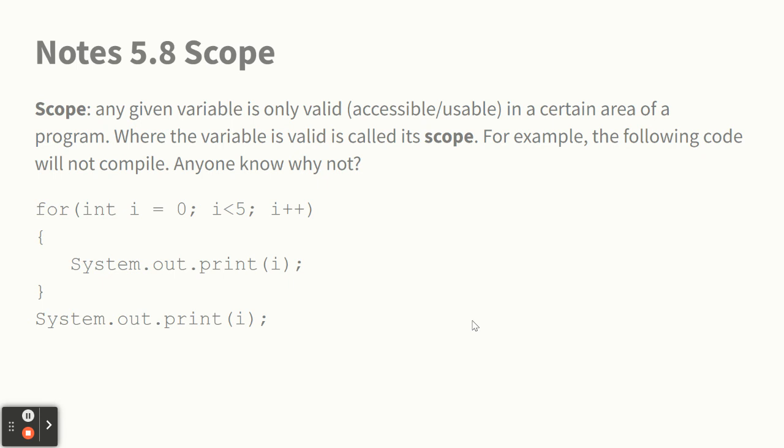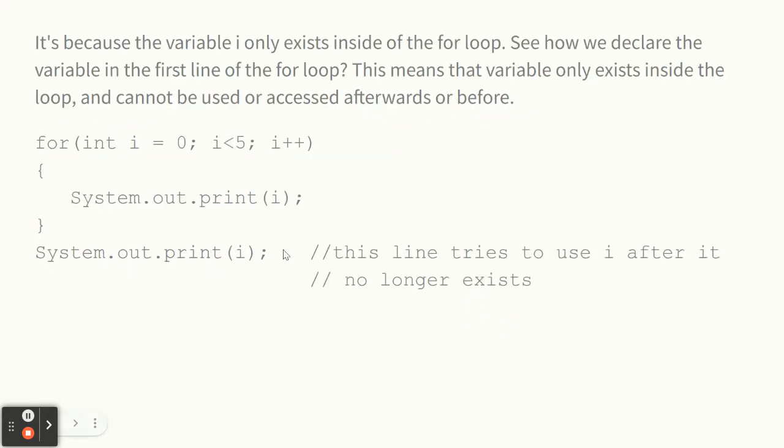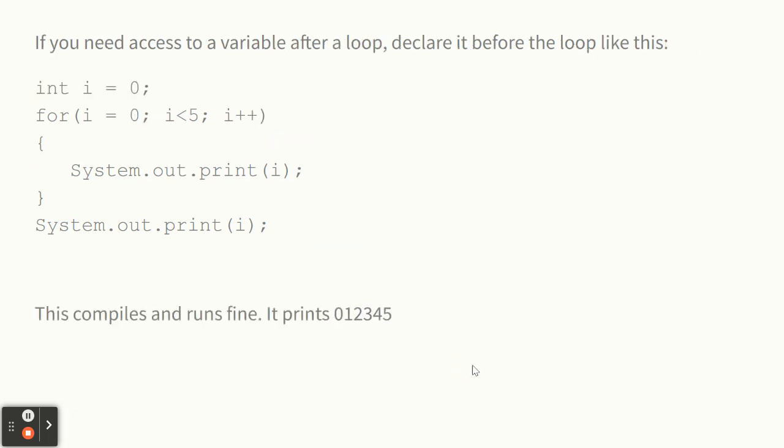This code will not compile. Anyone know why? Joshua. Is it because the second print is outside the... Yeah, the second print is outside of the for loop, and that i variable only exists inside the for loop. We talked about this. This line, there's no i variable here because i got created inside this for loop. It only lives right there. So if you try to use just an i without declaring it as a new variable outside of that loop, it will just say, I don't know what you're talking about.